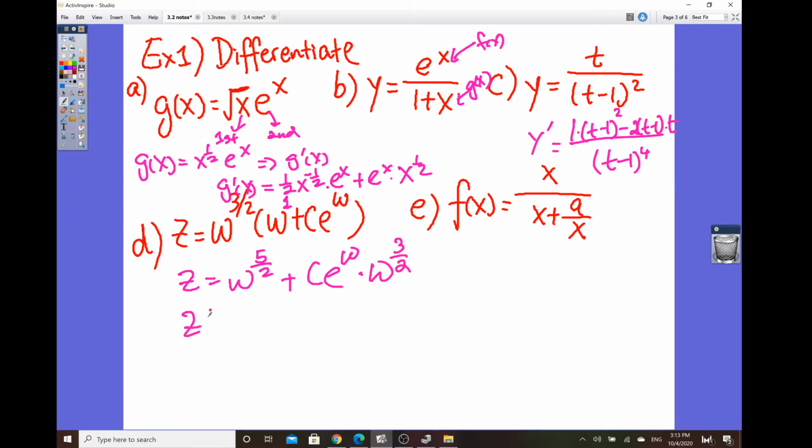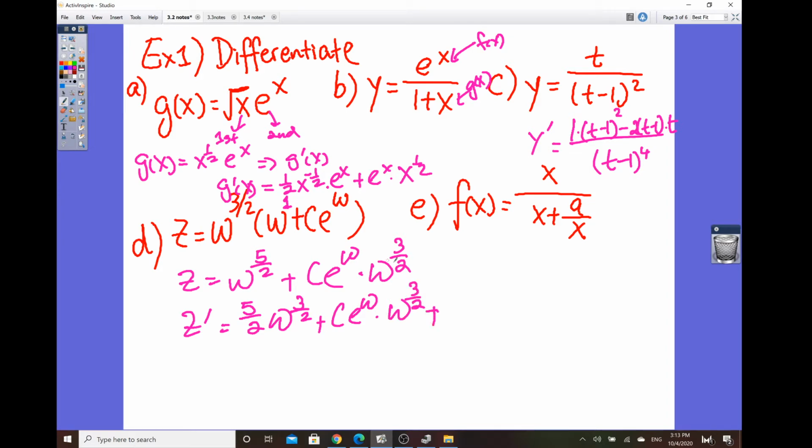So the first one, you can just simply use the power rule. So 5/2, w to the power minus 1, so minus 2 over 2, so it's 3/2. And then this one here, we need to apply the product rule. So c e to the power of w, that's considered f. And then w to the power of 3/2, that's considered what? g. So derivative of f, then that'll be c e to the power of w times g, w to the power of 3/2.